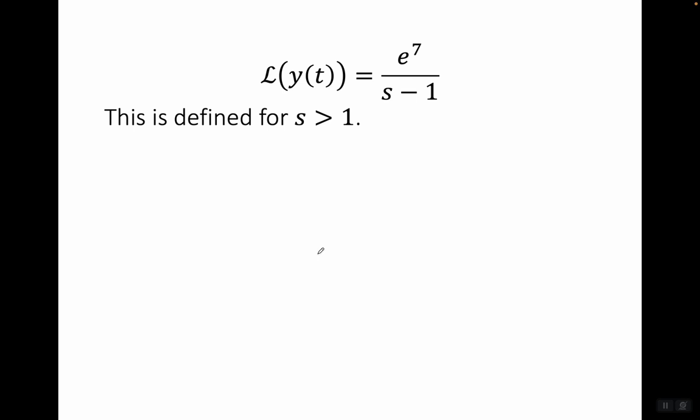Now, this is not defined for all values of s. It wouldn't make any sense for s equals 1. Usually, we want the values of s to be from some point onward to infinity. So in this case, it would be 1 to infinity. So this is defined for s greater than 1.